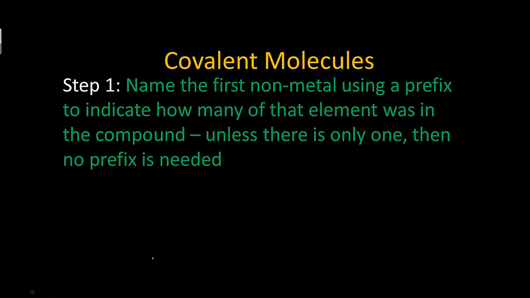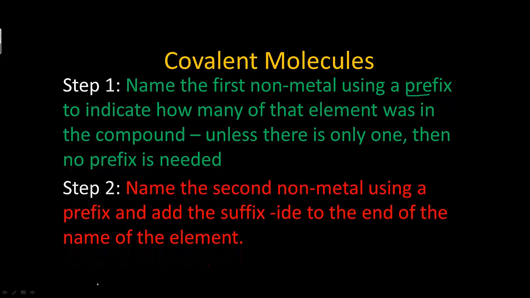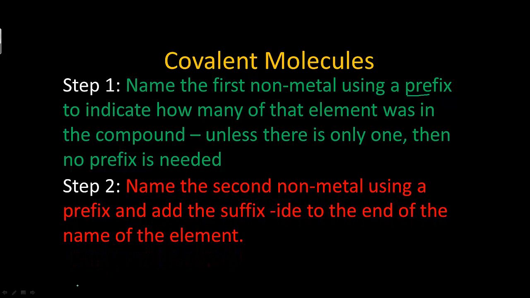Step 1, you're going to name the first nonmetal using a prefix. Pre means before, to indicate how many of that element was in the compound, unless there's only one, and then there's no prefix needed. I'll give you an example in just a minute. Step 2, you name the second nonmetal using a prefix. This time you must use the prefix. And then you change the ending to IDE.